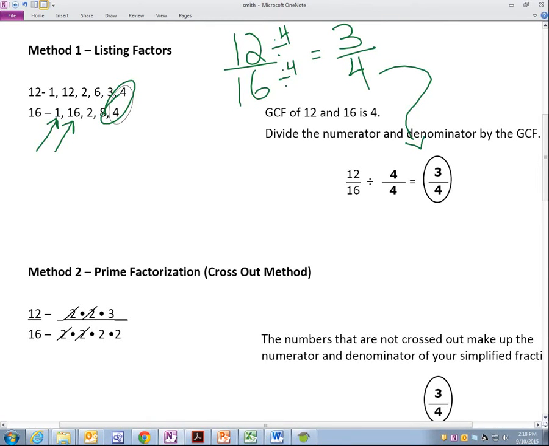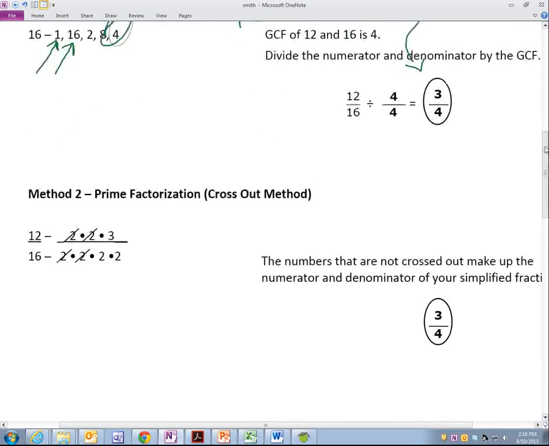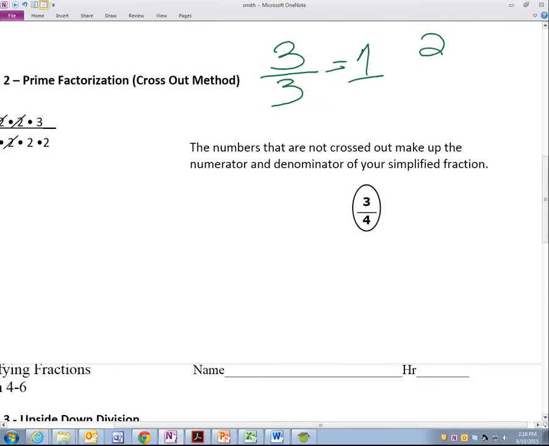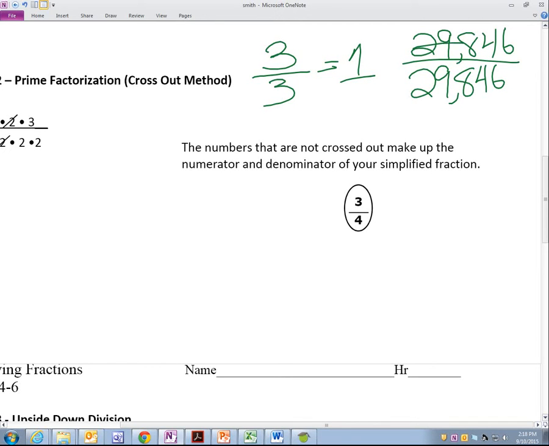All right. Method 2, prime factorization. This is my favorite. Method 2, the cross-out method. Now, before I even do this, can someone tell me, you do not have to write this if you are aware of this, what is 3 divided by 3? Yeah, 1. Okay? And with that in mind, what is 29,846 over 29,846? What is that one, Sparrow? 1. Okay, that is also 1.